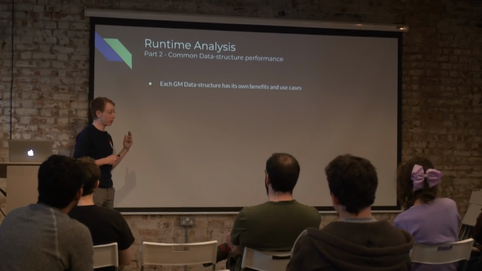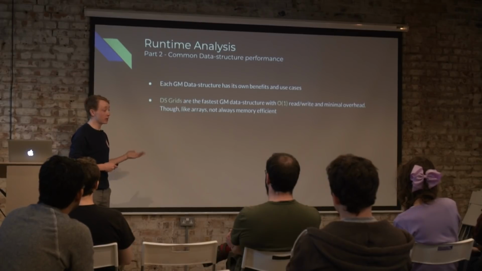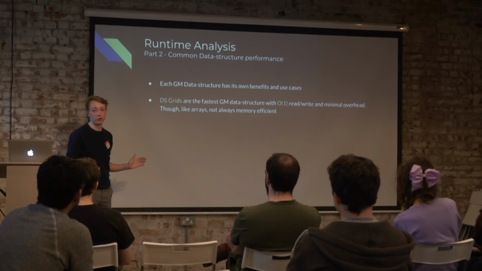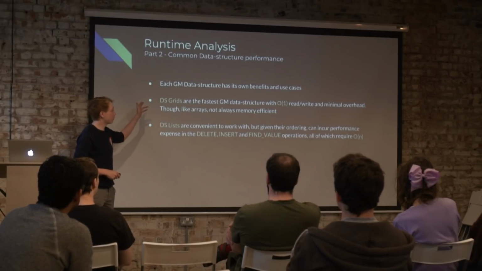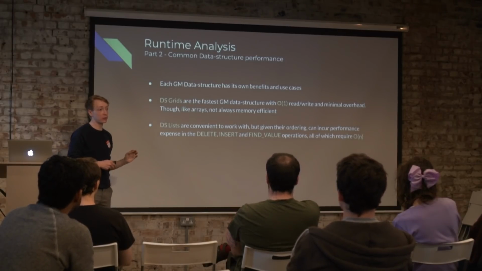The next thing where this is relevant is it's quite common that you use data structures in your game. And each data structure has got its own performance cost. So grids are the fastest data structure in GameMaker. They're faster than arrays.